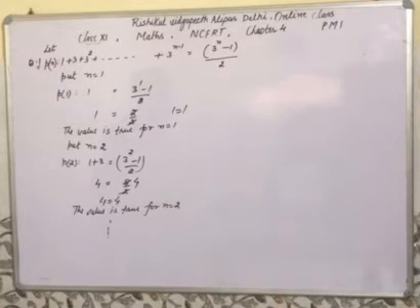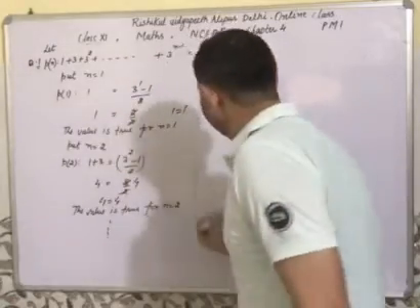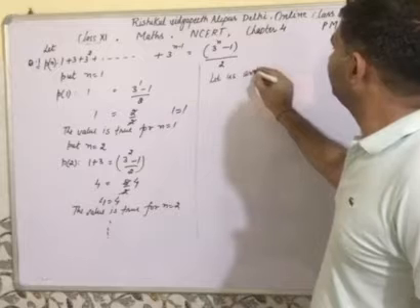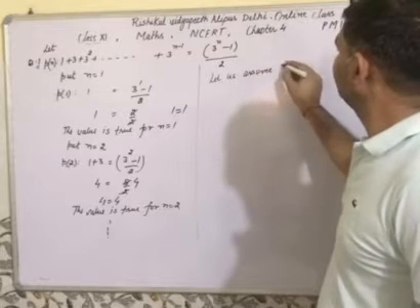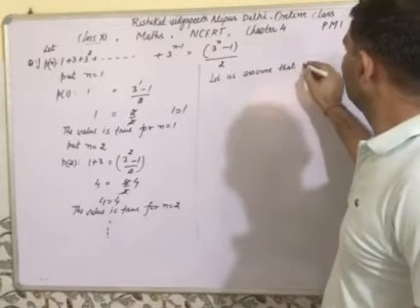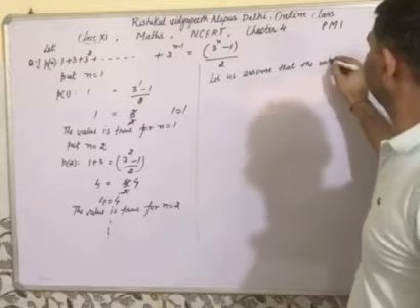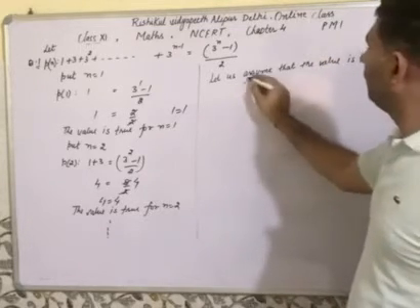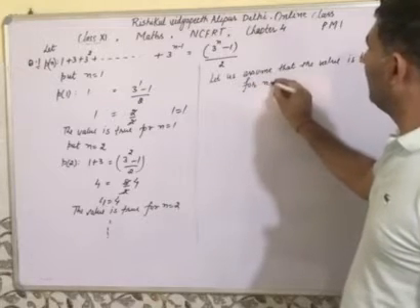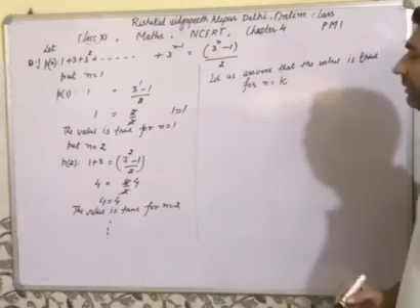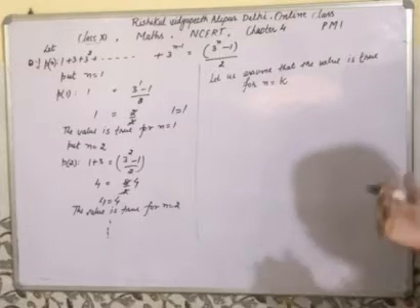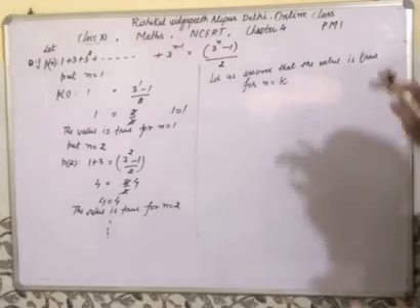Let us assume that the value is true for n is equal to k. We assumed that just as the value is true for 1 and true for 2, similarly it will be true for k.